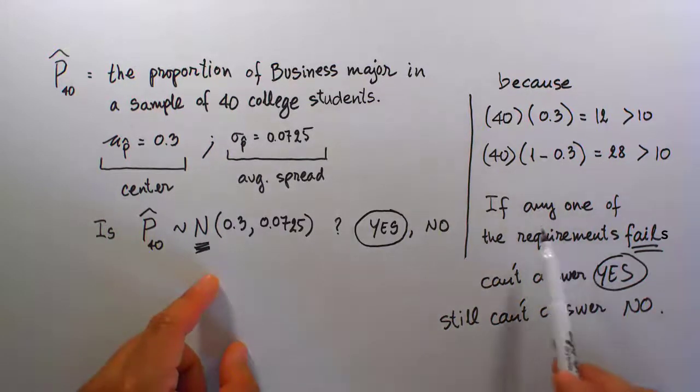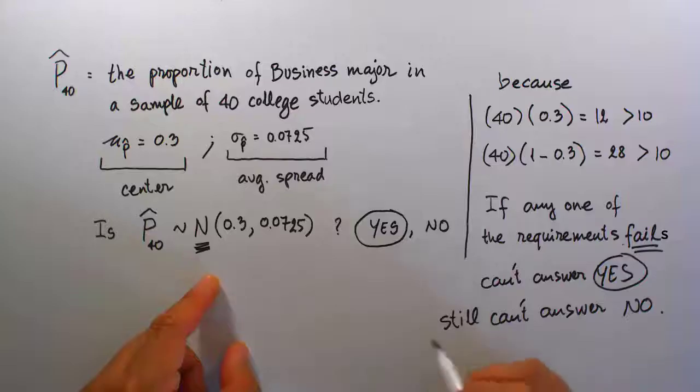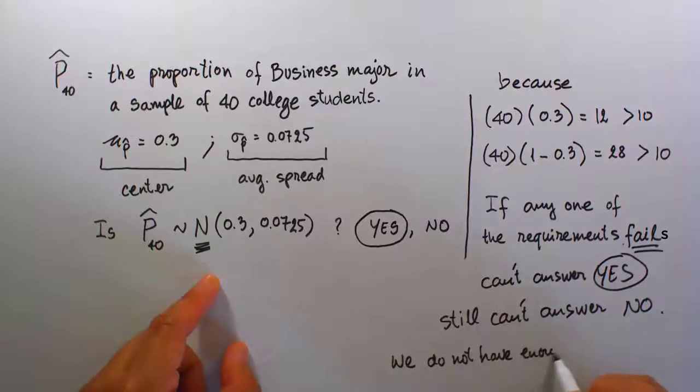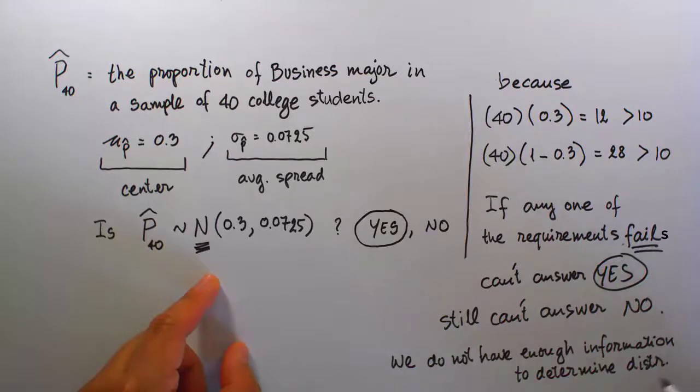But so, as a bottom line here, if any one of the requirements fails, then really we do not have enough information to determine the distribution shape.